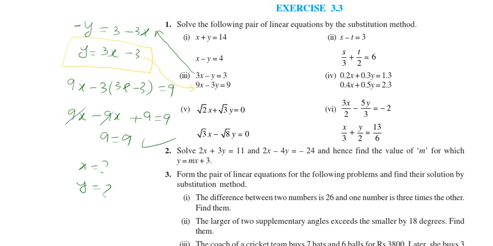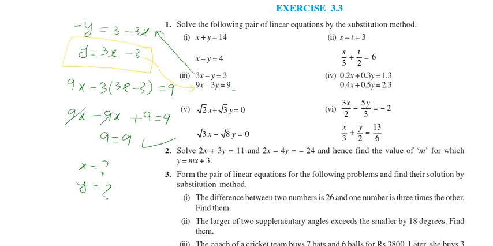Now why has this happened in this question? Why did the variable get cancelled? We tried to solve it by the substitution method and we ended up getting this. What is the reason? Because it has infinitely many solutions. Very good. Now what are infinitely many solutions, which we learned yesterday? So I'll show you what infinitely many solutions are.